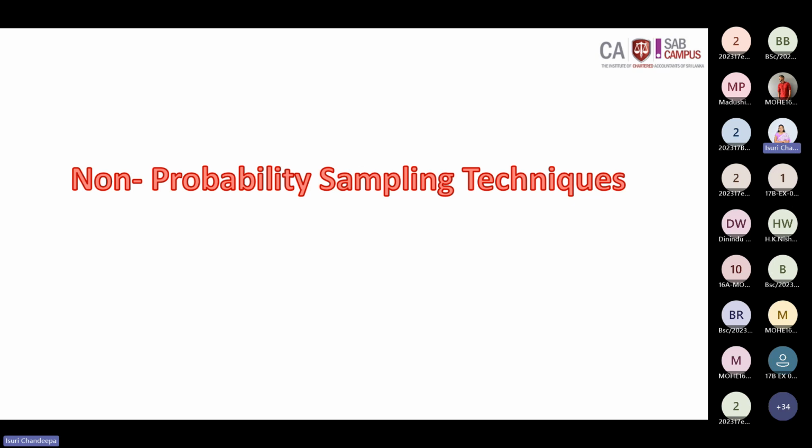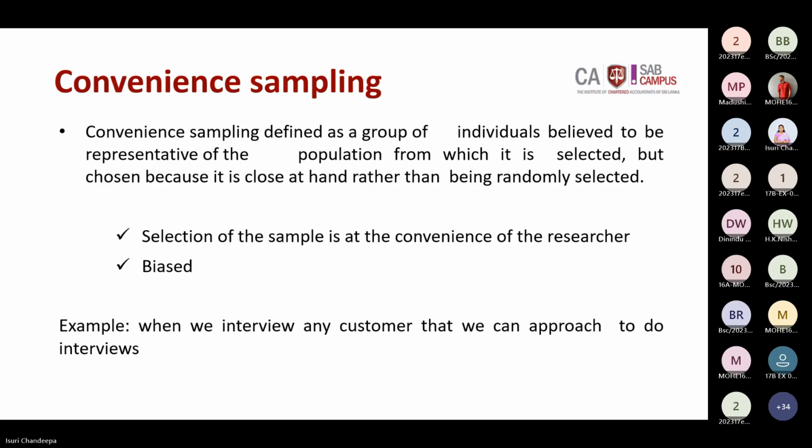Non-probability sampling technique. Non-probability, right? Most probably we identify non-probability sampling techniques for qualitative studies, whereas probability sampling techniques will be identified for quantitative research. For quantitative research, we identify the probability sampling technique. Non-probability sampling techniques will be identified for qualitative research. Right. Convenient sampling.